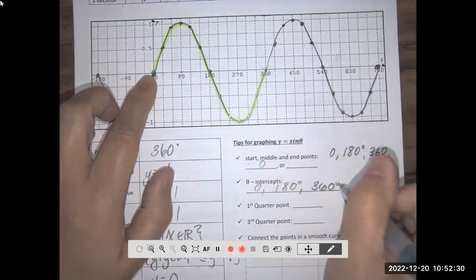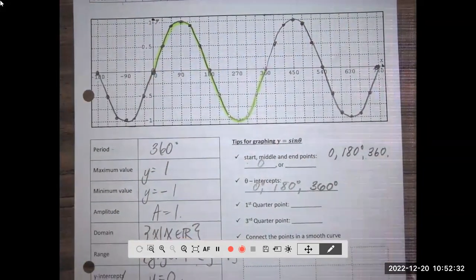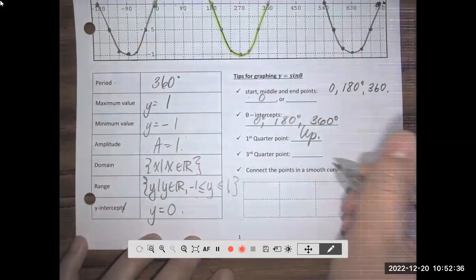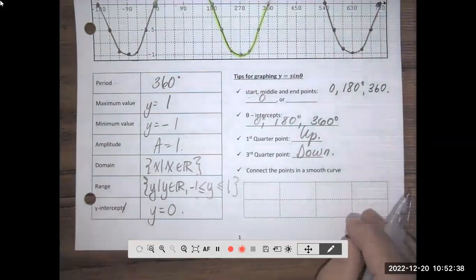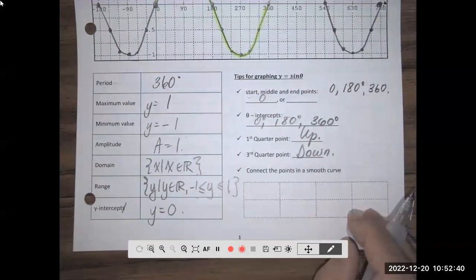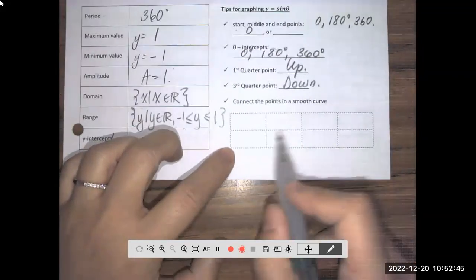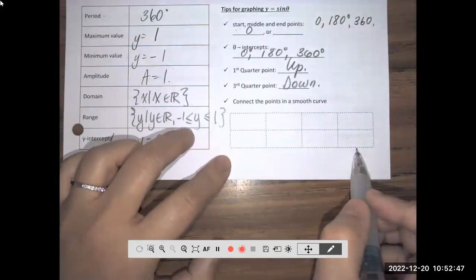So our first quarter always goes up. Our third quarter always goes down. Okay, so that is a tip for how you're always going to draw your sine curve no matter what. Okay, so here I have a little grid for us, and we're just going to practice this here.